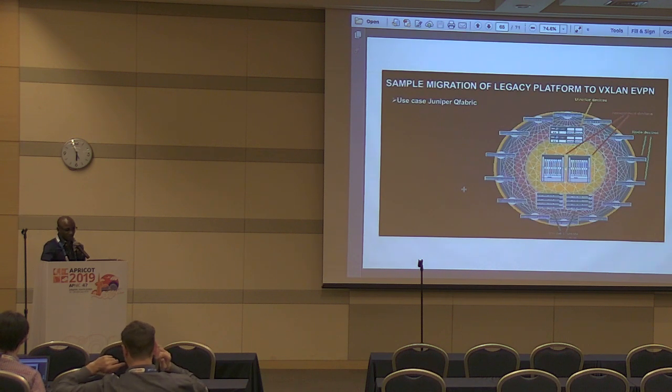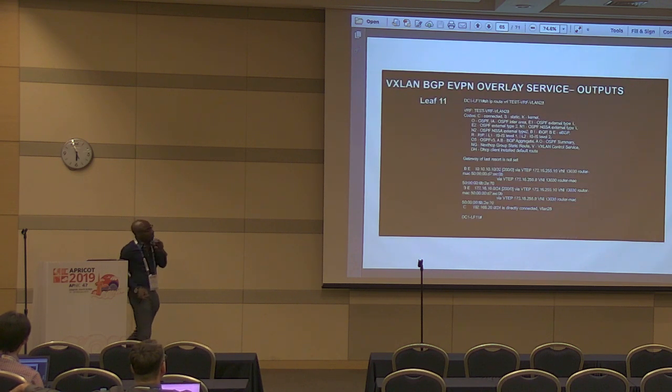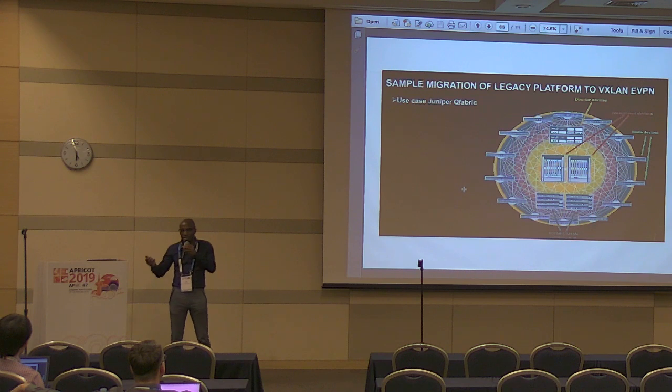Okay, that concludes the configuration walkthrough on EVPN, VXLAN, data plane encapsulation. Any questions? I've got maybe 2 more slides. This is just to go through some legacy. How do you migrate a legacy platform, for instance, to EVPN VXLAN?